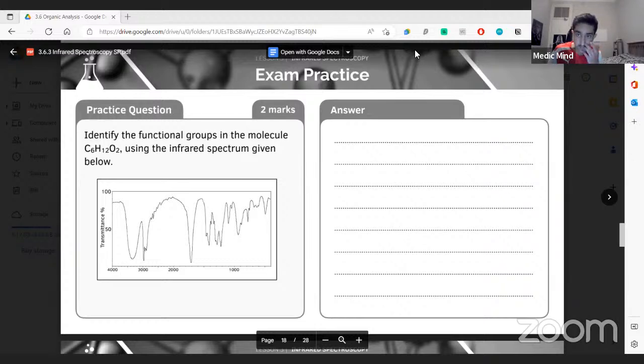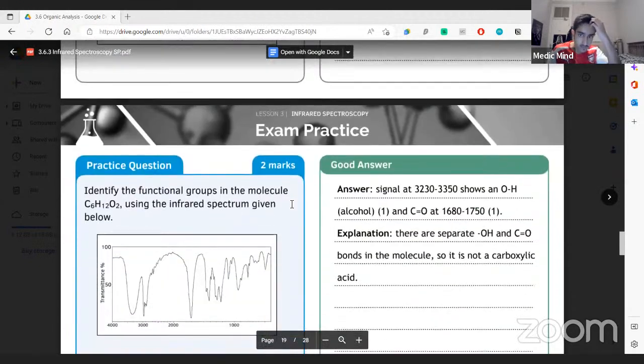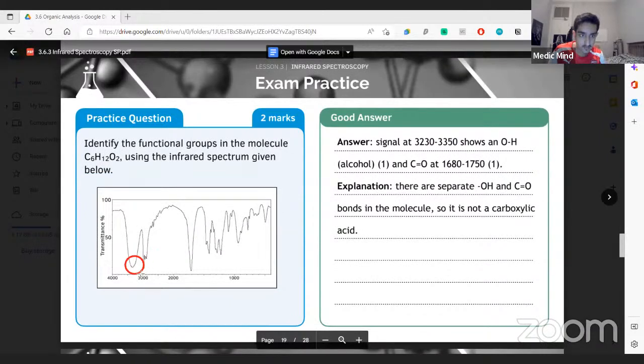C double bond O group, yeah, I can see that. So that's this kind of broad peak here, and an acid group, well, yeah. Quite complicated, but there is a signal here. So this signal, for me, indicates the broad peak of an OH group.